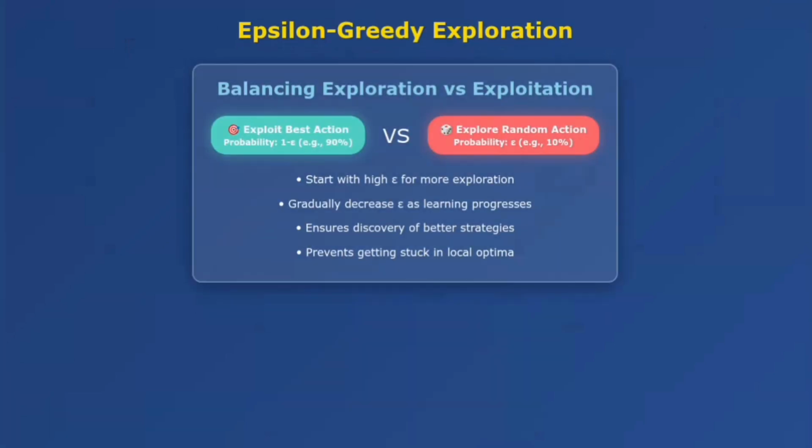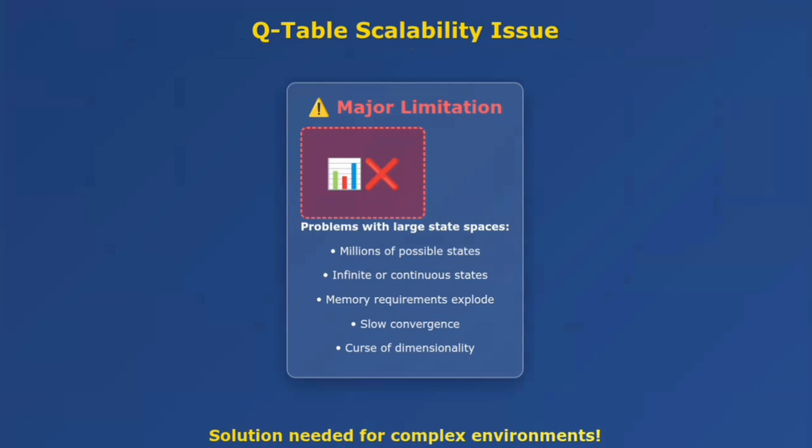This iterative update, often done with epsilon-greedy exploration, where the agent mostly exploits its current knowledge but occasionally explores new actions, allows the Q values to converge to their optimal values over many interactions with the environment. Once the Q table is learned, the optimal policy is simply to choose the action with the highest Q value in any given state. However, Q tables only work for environments with a small, finite number of states and actions.